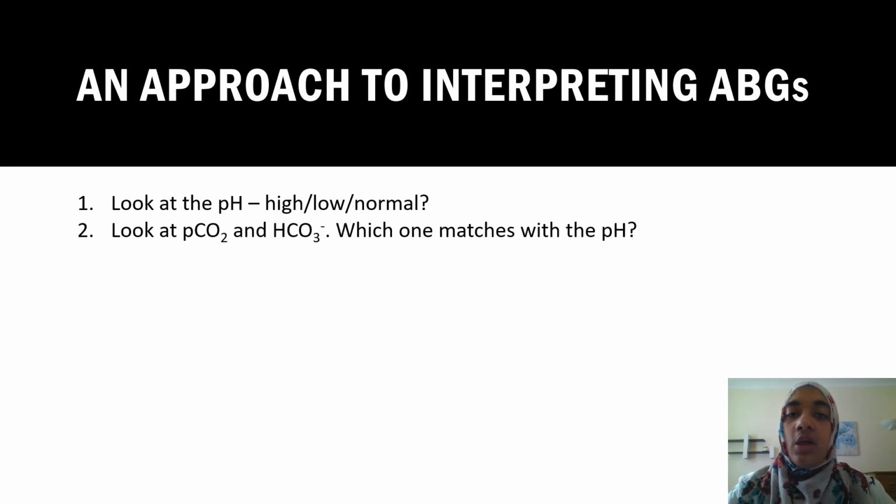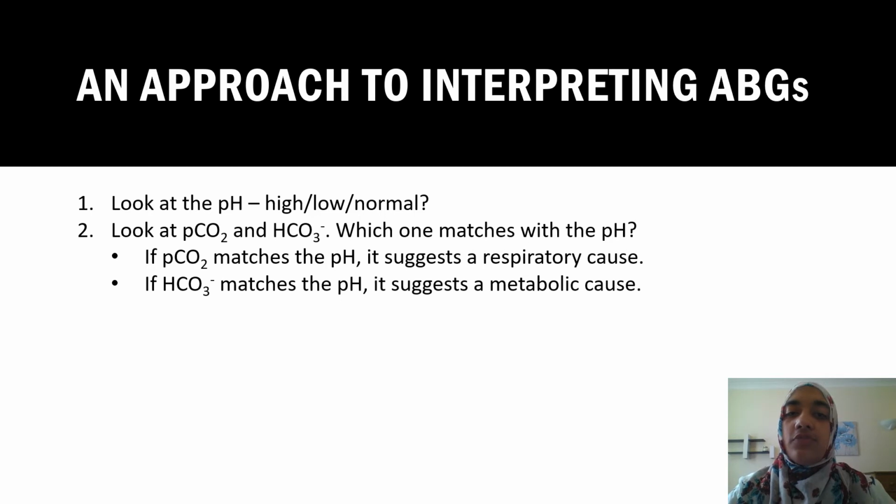We then want to look at the PaCO2 and the bicarbonate and work out which one matches with the pH. And what I mean by this will become clearer when we work through the worked examples on the next few slides. So if the PCO2 matches the pH, it suggests a respiratory cause, because the carbon dioxide levels in the body are controlled mainly through inspiration and expiration. Similarly, if the bicarbonate matches the pH, it suggests a metabolic cause, because the bicarbonate levels are controlled by the kidneys.